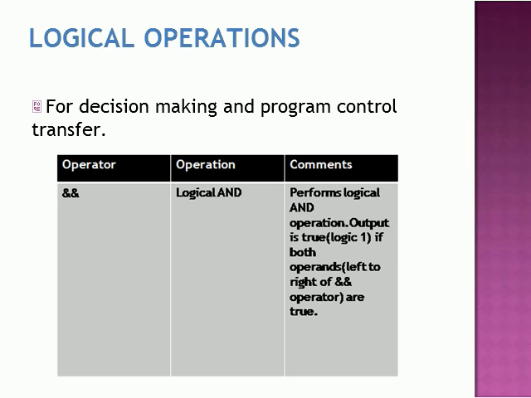Now logical operation we are using in embedded C. Logical operations are used for decision making and program control transfer. There are three logical operations we are using. So we will see it one by one. First is the AND operation, that is logical AND operation. It is used to perform logical AND operation. Output is true if both the operands are true.